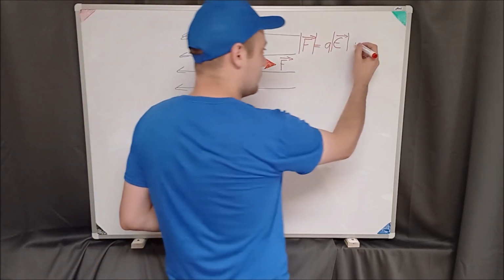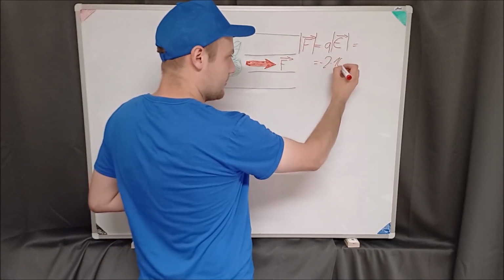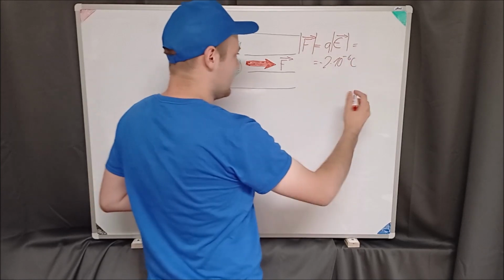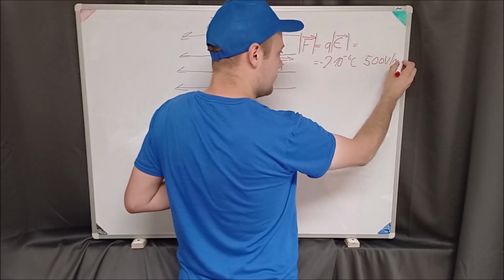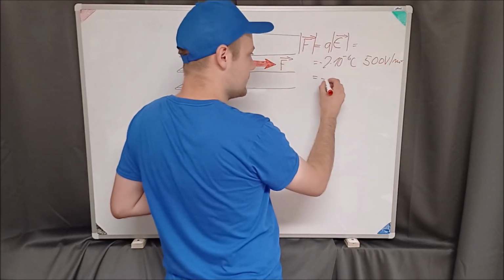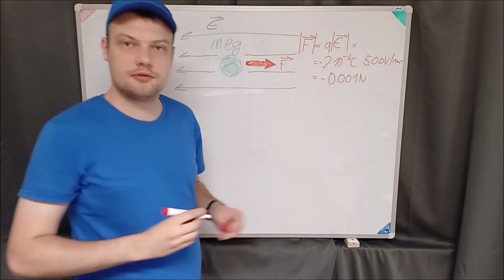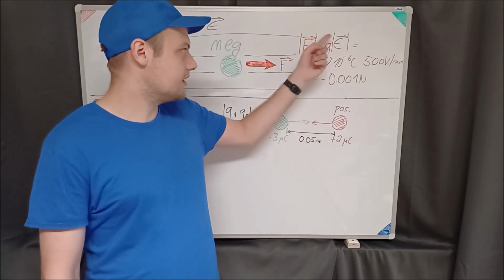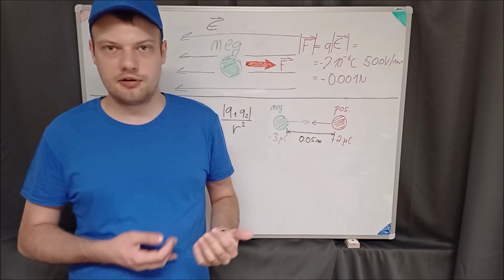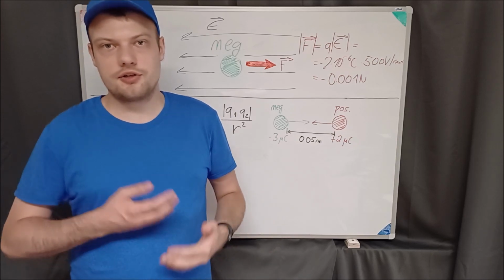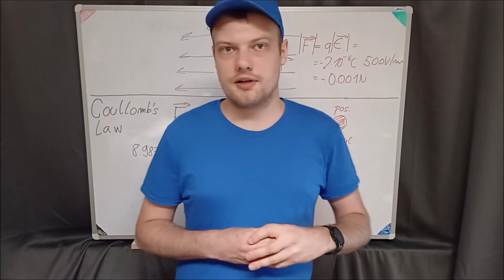For example, negative 2 microcoulombs times 500 volts per meter equals minus 1 millinewton. I'm drawing arrows here because this isn't just about magnitude. This is a vector quantity. It has direction too. So where does the field even come from?